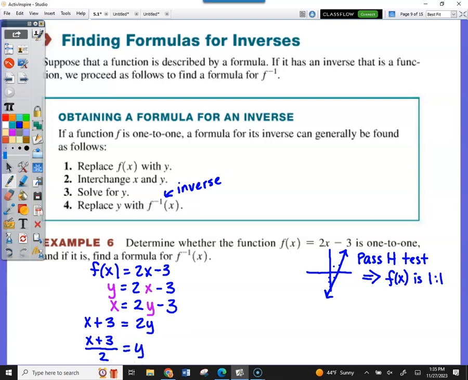Since we're just trying to get the equation, you don't have to go underneath each thing. We're not graphing it. We're just trying to get the equation. So the inverse is x plus 3 over 2.